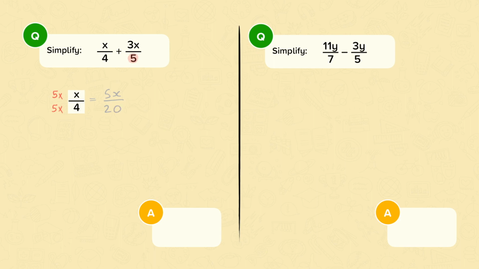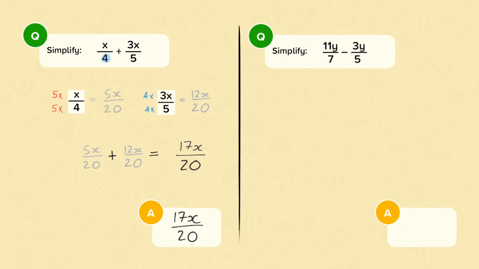Now I'm going to multiply this fraction by 4, top and bottom. That gives me a fraction of 12x over 20. Well, now I can simply add the numerators together. 5x plus 12x is 17x, so my final fraction is 17x over 20. There we go, we've added them together using cross-multiplication.